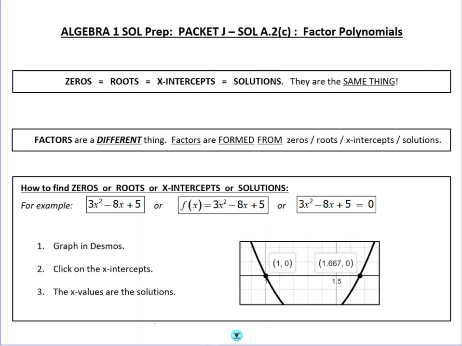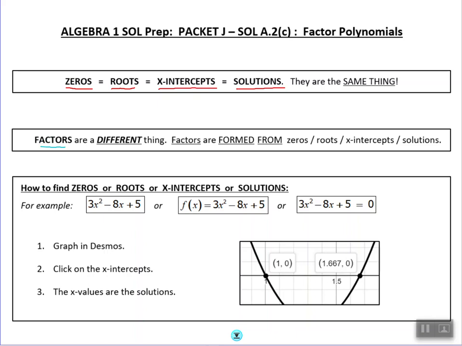We are going to take a look at how to factor polynomials using Desmos to help us. But first we need to look at a few vocabulary words. Zeros, roots, x-intercepts, and solutions are all the same thing. So if you see any of these words, you are looking at where a graph crosses the x-axis.